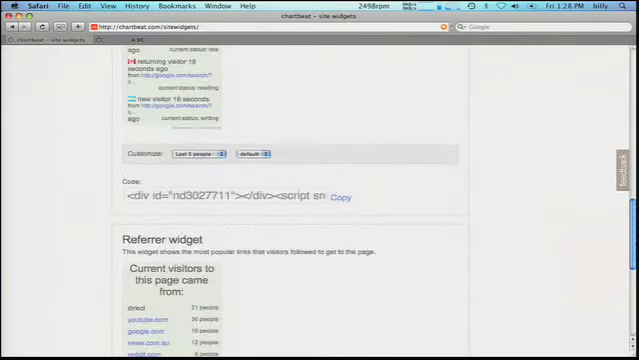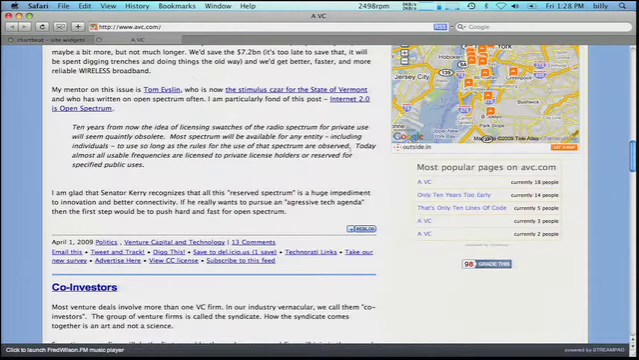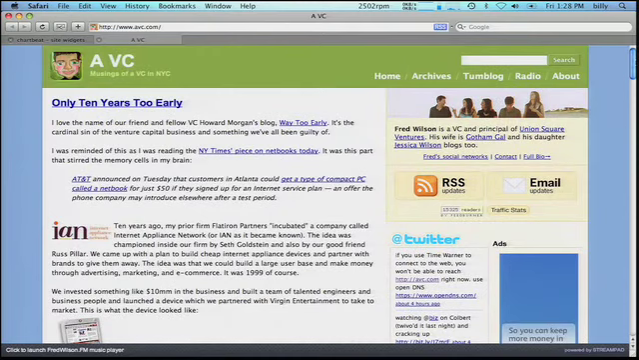Recent visitors widget, refer widget, handful of other things. And if we go to Fred's site, you can actually see most popular pages on AVC. Fred's grabbed a widget from Chartbeat. He's actually customized it so it matches the look and feel of his website. But again, this gives you a good sense of what this might look like on a web page. So that's it for the demo.